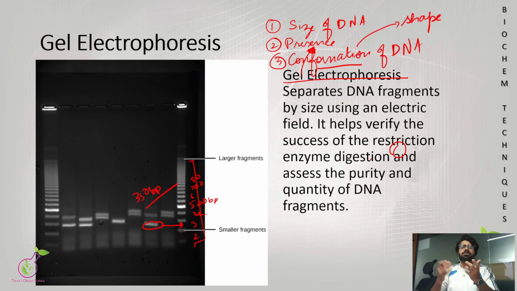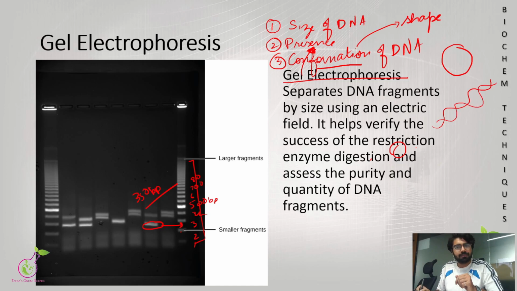So what are the shapes? You will study that in a different course. A DNA plasmid is circular, okay? A normal DNA, we know, is in a double helical form. Besides that, when a plasmid is cut, it is not a circle anymore. It is not circular anymore, so it changes its shape to a linear DNA strand.